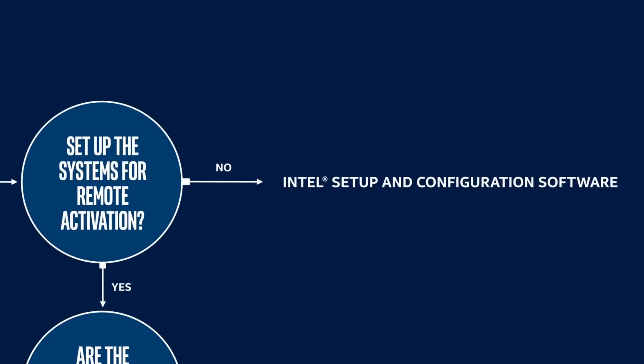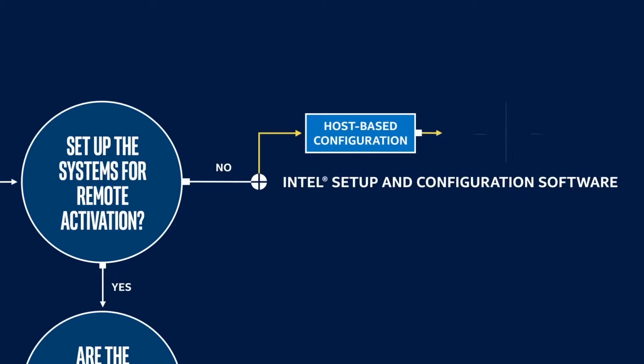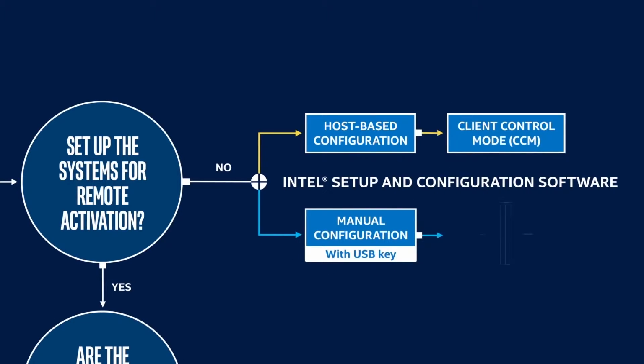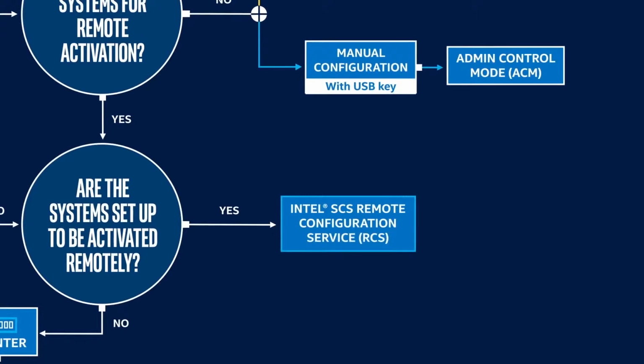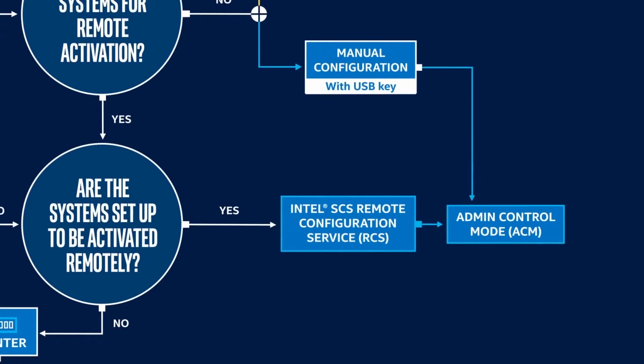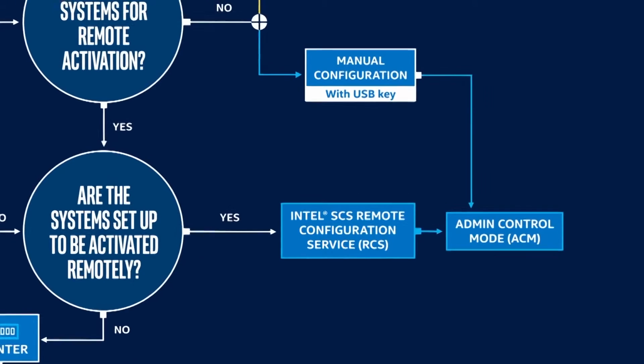Intel Setup and Configuration software offers two manual configuration options, each resulting in a different operating mode for AMT. Host-based configuration results in client control mode, while manual configuration using a USB key results in admin control mode. The difference between the two is that admin control mode does not require user consent before a technician can remotely take over a machine. Utilizing Intel Remote Configuration Service always results in an admin control mode setup.